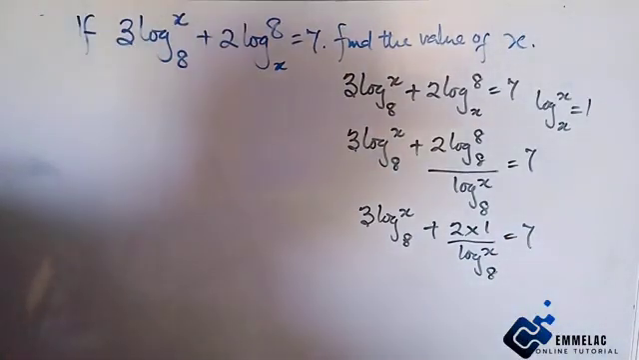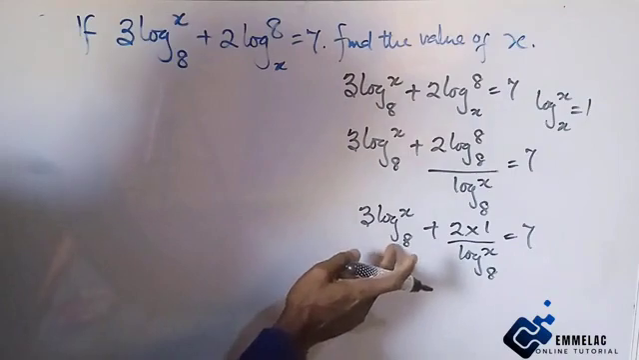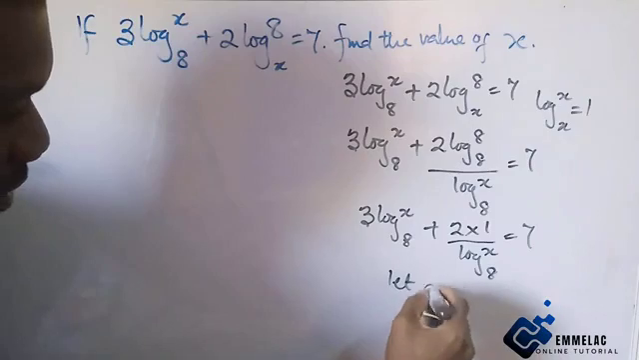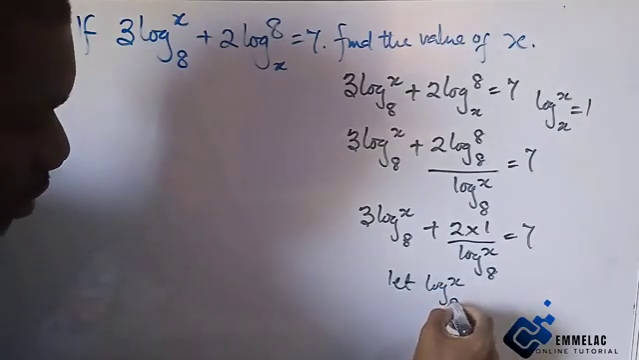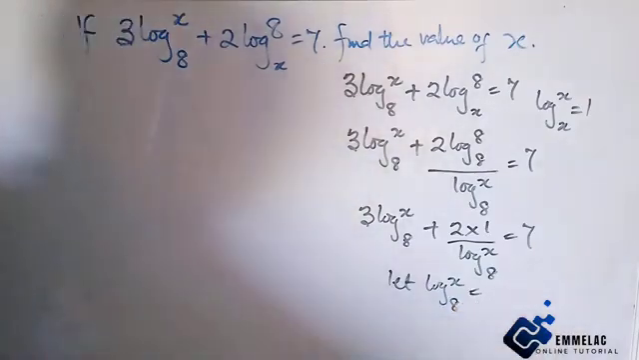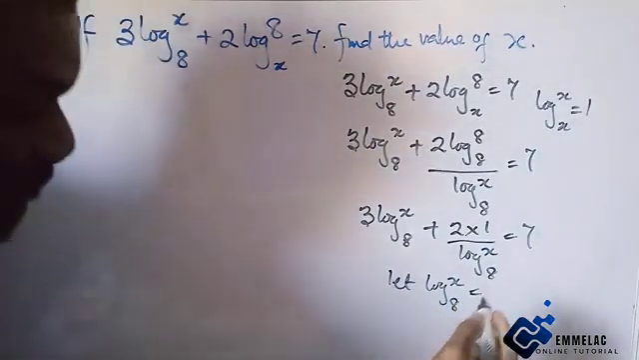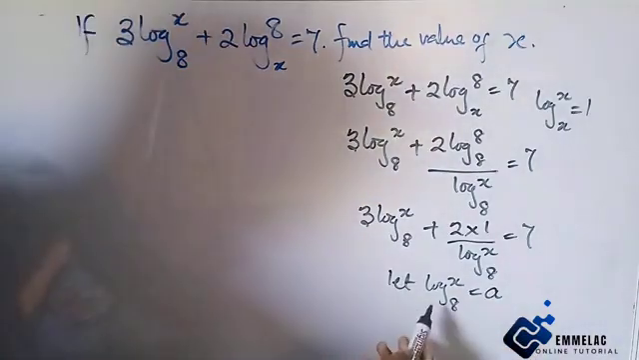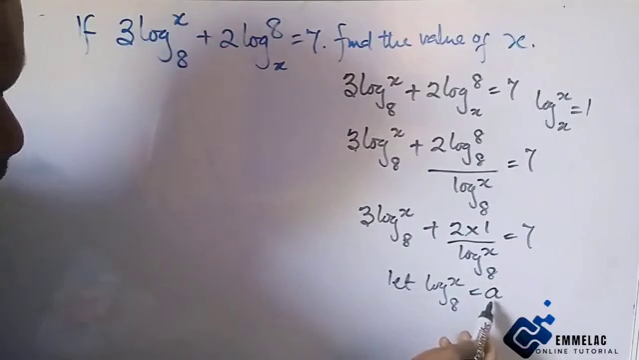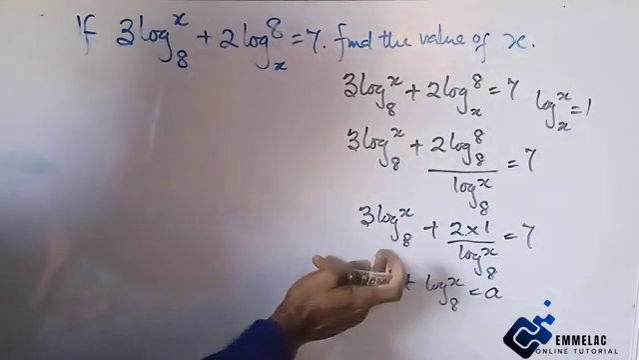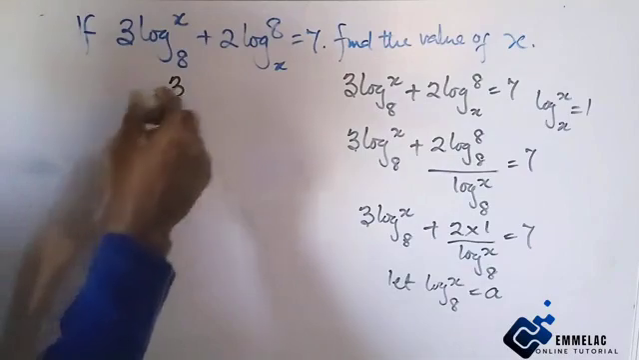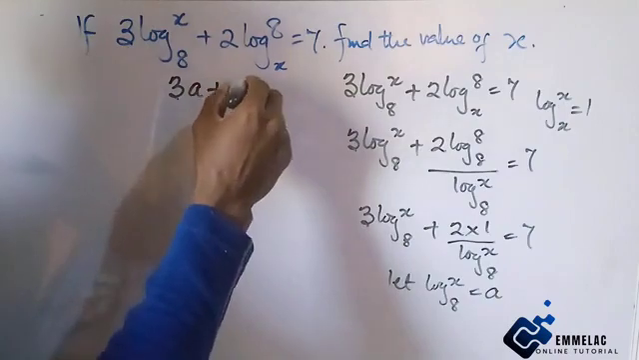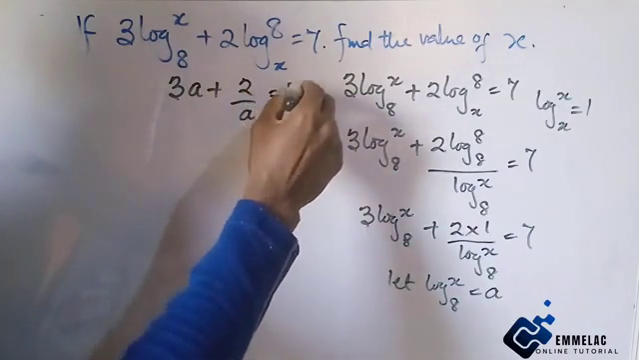Okay, so since we now have this and this, let us say let log x base 8 equal a. Which means wherever you see log x base 8, you will replace it with a. So here this is 3a plus, remember this is 2 times 1, which is 2 over a, equals 7.